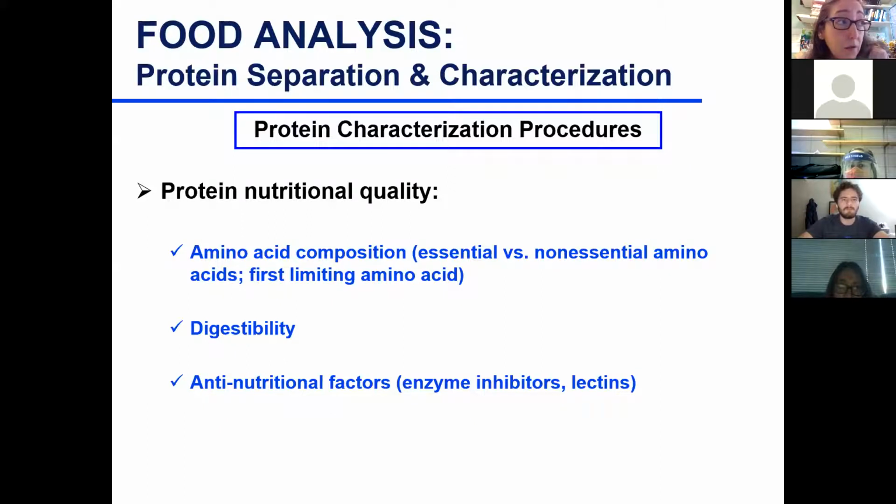Next here, looking at protein characterization, looking at the quality of the protein, the nutritional quality of the protein. So with nutritional quality, we look first at amino acid composition because it tells us how many essential amino acids are present in the protein. So if we have all 9 essential amino acids in the required amount, then we call this a complete protein.